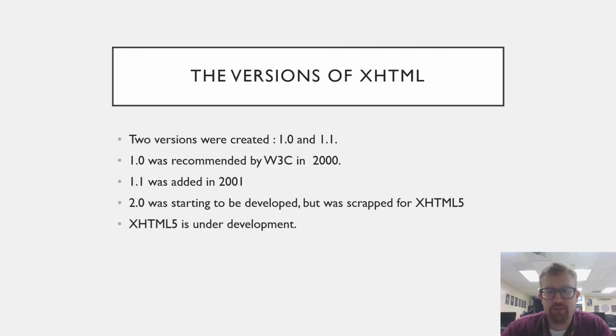All right, so there are multiple versions of XHTML. When it was first created, we had 1.0 and 1.1. 1.0 was made in 2000 and recommended by the W3C, and 1.1 was added in 2001, so they're only a year apart from each other. 2.0 was going to be developed, but then we ended up coming up with XHTML5, and XHTML5 is currently under development.